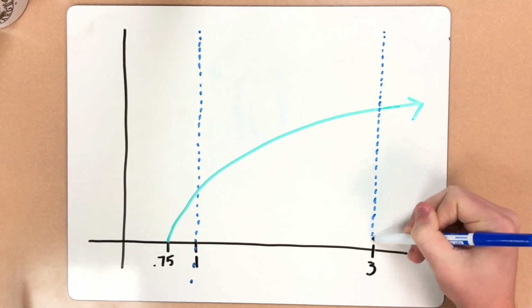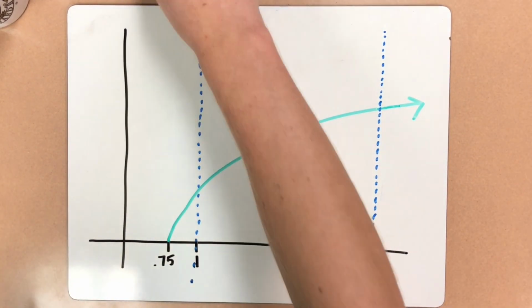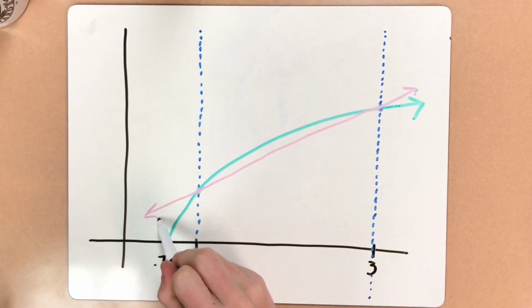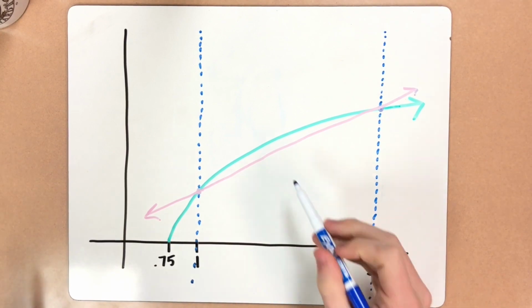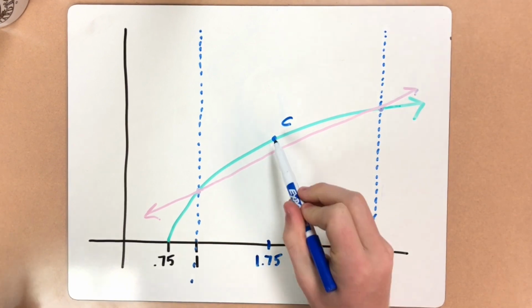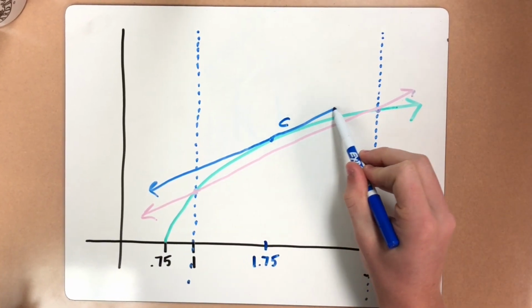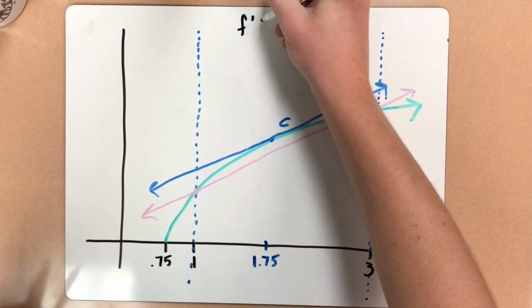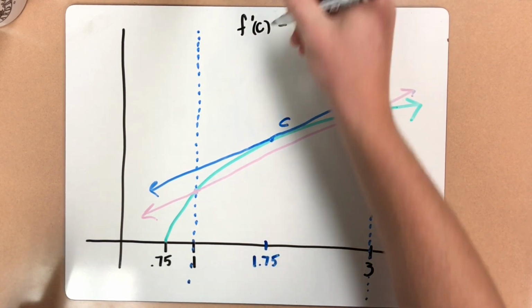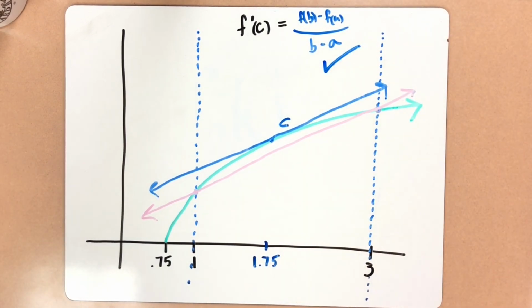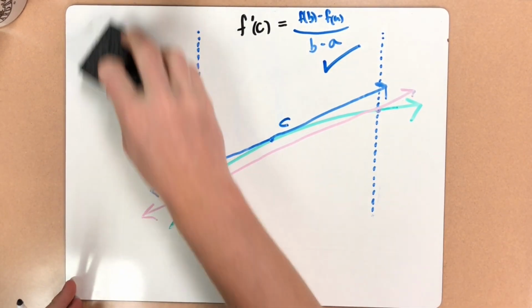This is the graph. The secant line connecting f of 1 and f of 3 has the slope equal to the average rate of change on 1 to 3. The tangent line at f of 1.75 has the slope equal to the instantaneous rate of change of f of x at the value x is equal to 1.75, which is the c value we just found. This is the instantaneous rate of change. As per the mean value theorem, the lines are parallel, meaning the instantaneous rate of change is equal to the average rate of change, as demonstrated by the slopes of the secant and tangent lines.